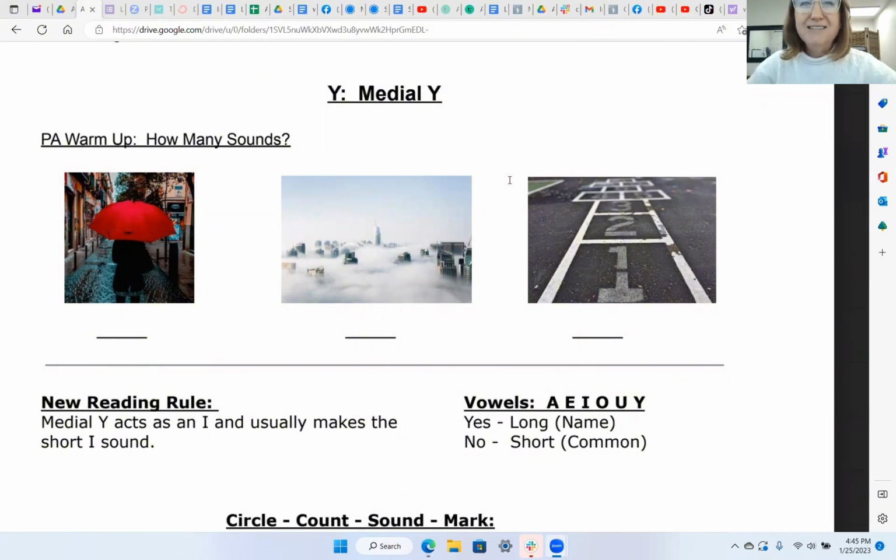Beautiful. Hopscotch has 7 sounds. It's okay, Trinity. Just do your best. Let me start over on that one. Hopscotch. 7 sounds. To practice those at home, just pick something up and count how many sounds in it. Make sure you stretch it out.